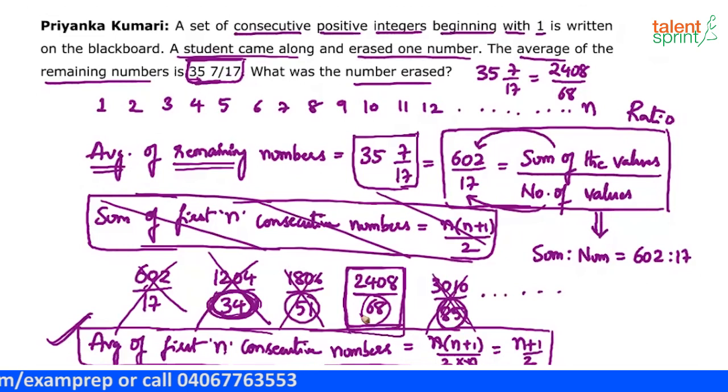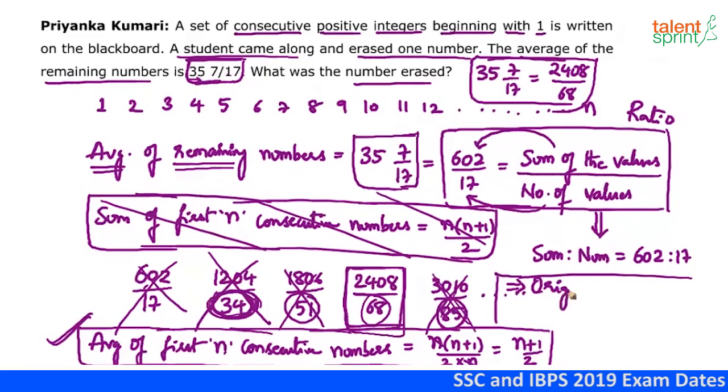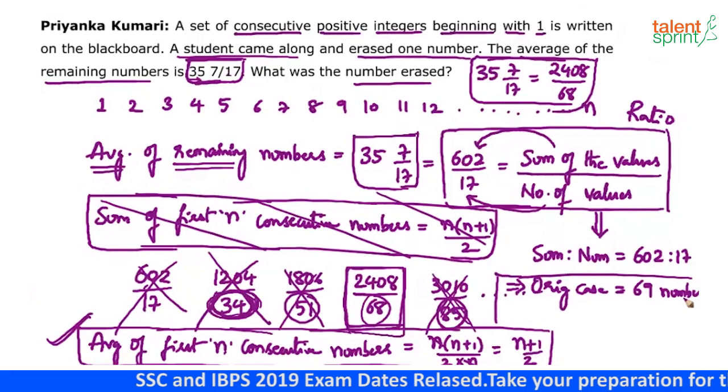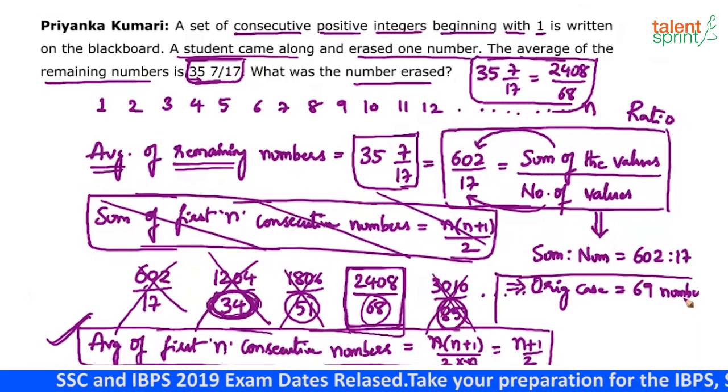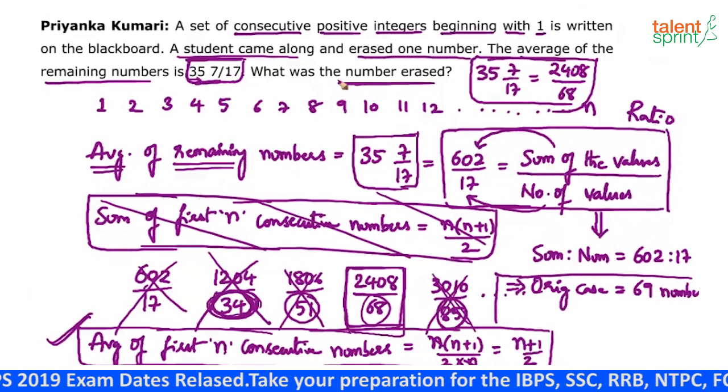If I assume this to be correct, then what happens? We know that originally there were 69 numbers, right? So we can jump to a conclusion that in the original case, we had 69 numbers. Now, the question here is, what number was erased?